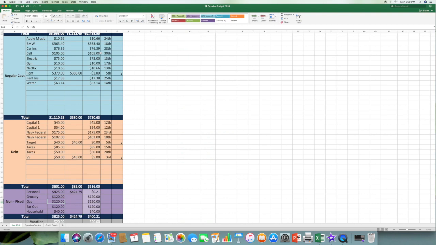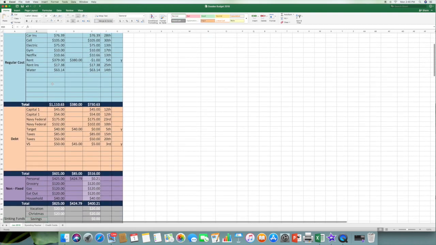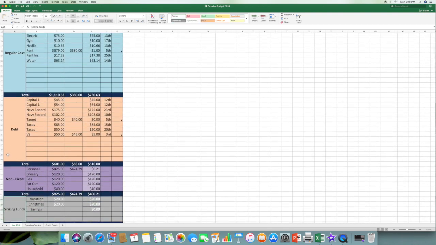My gas, $120. Eating out, $120, and household. Okay, so for this particular budget it comes up to $825, and I'm showing you just these columns first. I do have other information to share. So that totals $825. You do the same method with your sum there that you did in the previous categories.